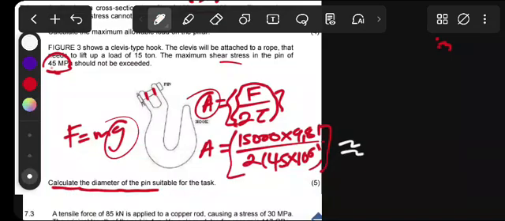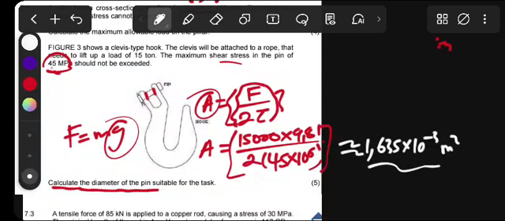So this will simply equal to what? If I find the area, let me take my calculator. Divide by 2, then 45 times 10 to the power of 6. This is the same as 1.635 times 10 to the power of minus 3. Obviously, it must be in meter squared.